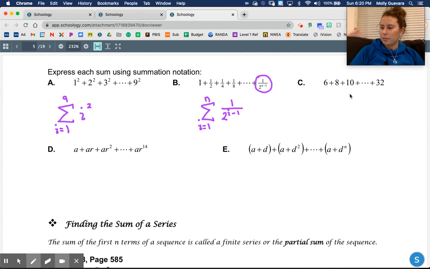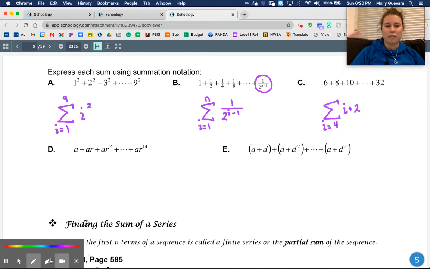Okay, here, I have to look. 6 to 8 is adding 2, adding 2, adding 2. So I'm adding 2 every time. But let's try it. So if I do I plus 2, in order to get 6, I would have to start at 4. But then when I plug in 5, 5 plus 2 is 7, not 8. So that's not the correct equation.